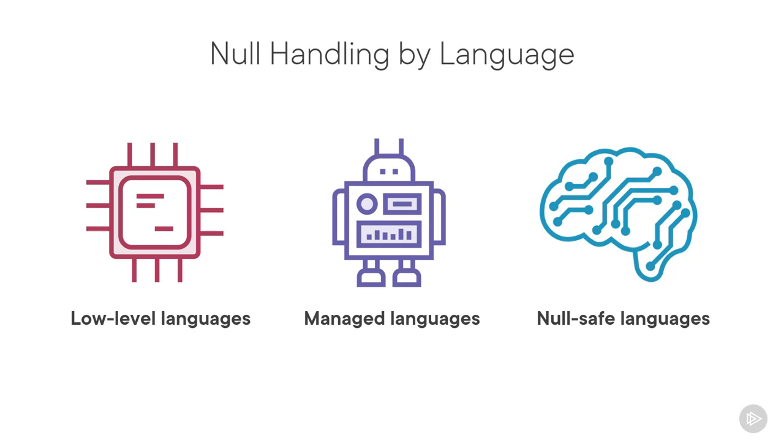Null-safe languages, like Dart, Rust, and Swift, use the type system to verify at compile time that a null pointer is not dereferenced. And C# added support for compile time null checking in version 8. EF Core builds upon those features, so let's see how they work.